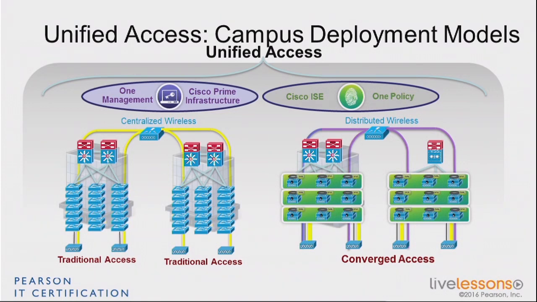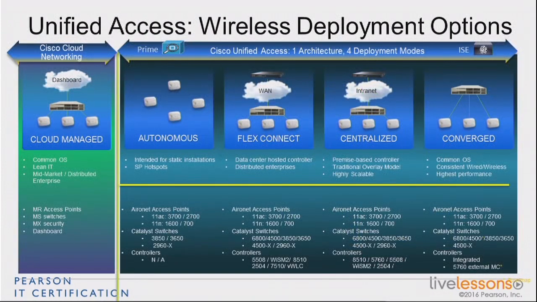Another deployment model is what we call distributed wireless, where we converge the wireless function and the wired connection function into the access switch. So converged access is a deployment model within unified access. Don't get it wrong, unified access is the architecture. Converged access is one of the deployment models of the one network aspect of unified access. So what deployment options does it give you, all that together? Well, basically 5 different models.